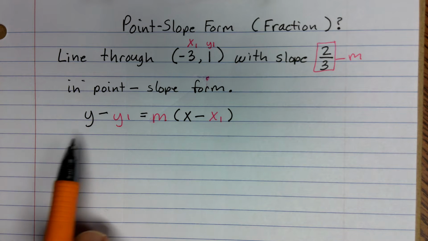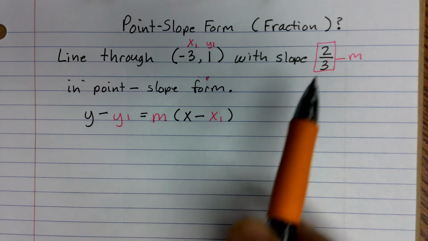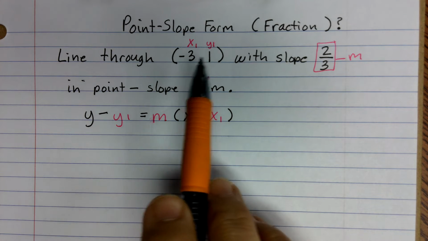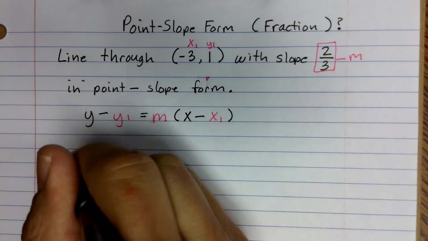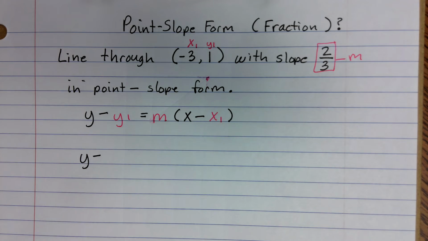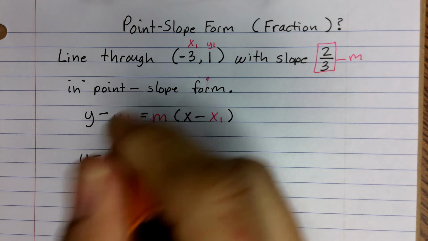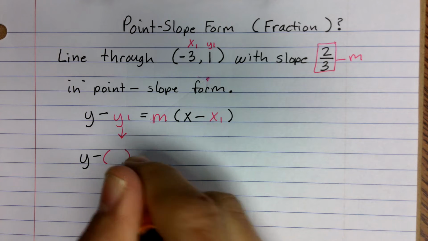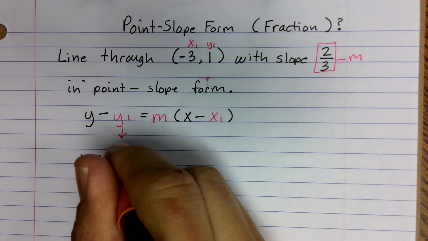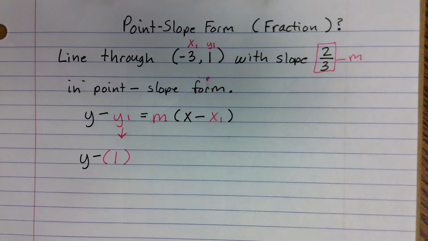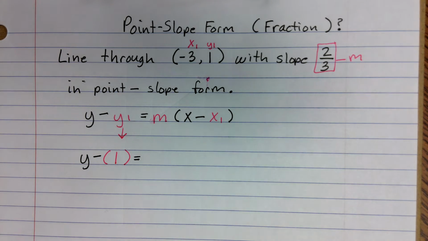So now what we're going to do is rewrite this point-slope formula with these values in it for m, x, and y. So I'm going to rewrite this as y minus, but instead of a y1, we're going to put parentheses and put our y1 value, which is 1. And that's equal to m.